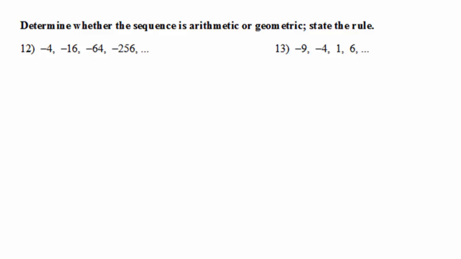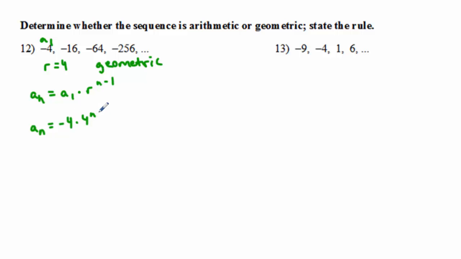So this leads us into a couple questions here. Determine whether the sequence is arithmetic or geometric, and then state the rule. So I have to look at what my pattern is. For example, on 12, I multiply by 4 to get each term, which means r is 4, and this is a geometric sequence. Now that I know that it's a geometric sequence, to state the rule, I can use my formula for geometric sequences that looks like this. And so I know r is 4, that's what I'm multiplying by, and a1 is my first term. So I just write a_n equals negative 4 times 4 to the n minus 1.